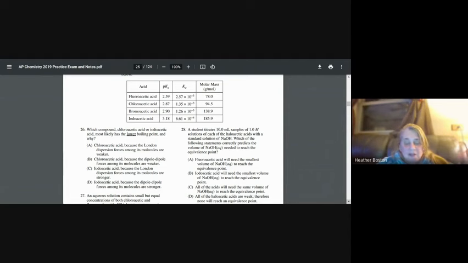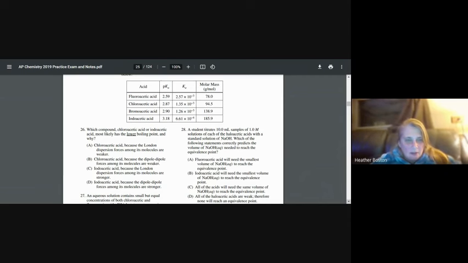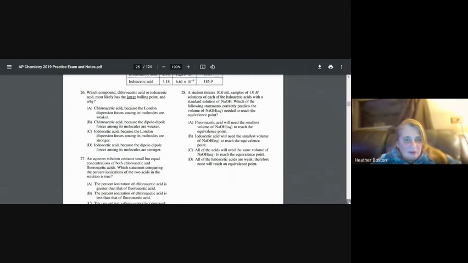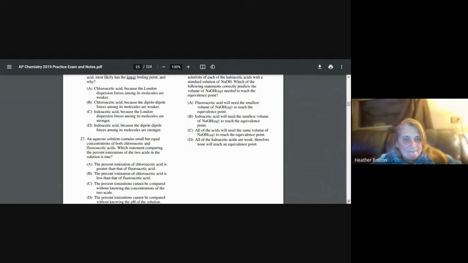So it's got to be either A or B. Look at B, which says the dipole-dipole forces among its molecules are weaker. If it was weaker dipole forces, oh no, the dipole forces are going to be equivalent. So we're looking for London dispersion forces, because that's the difference between the halogens. The correct answer is A.